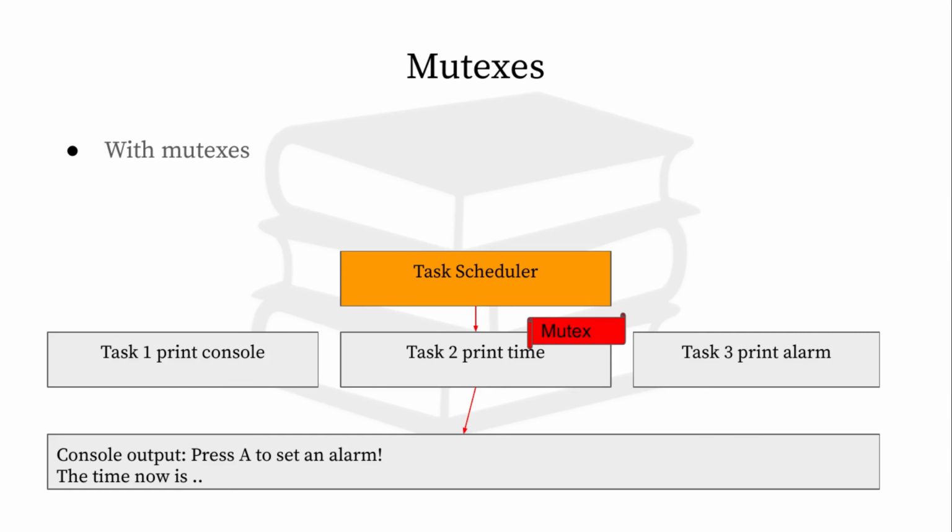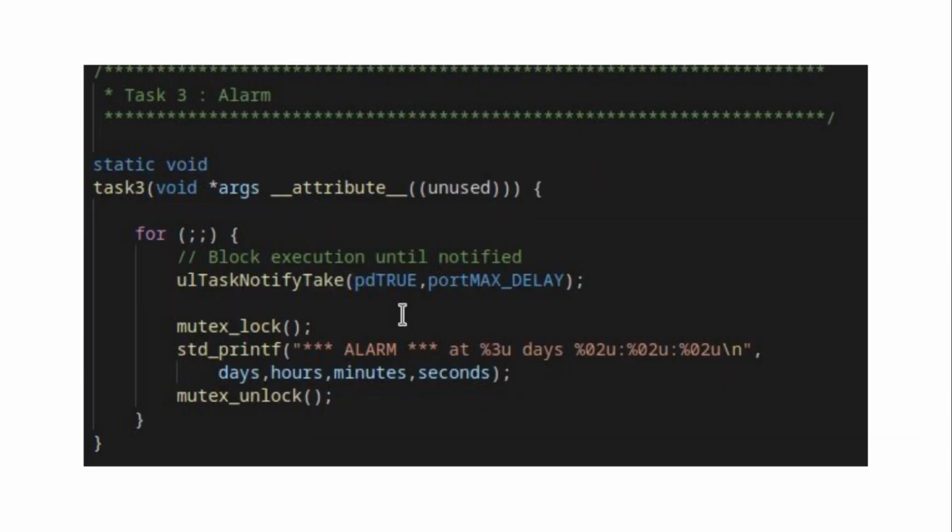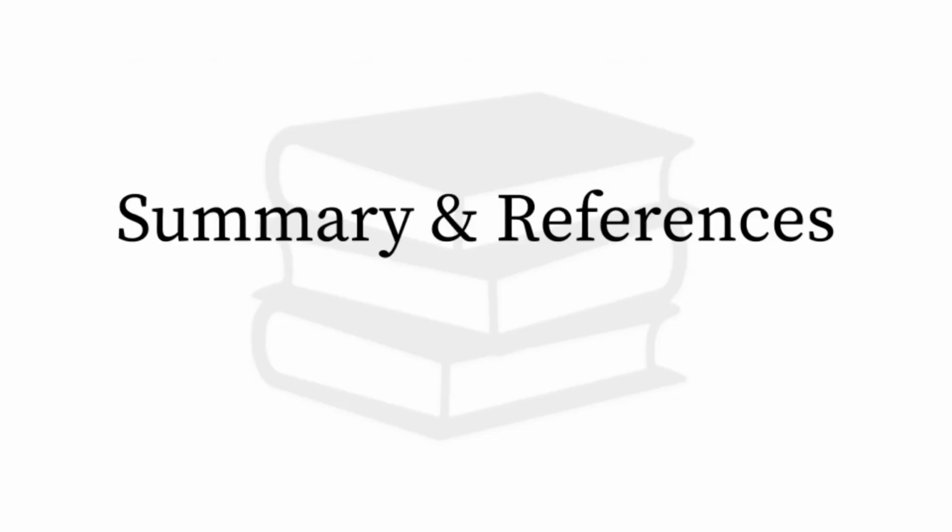This is pretty much how it is implemented in the demos. Before every serial print, you can see the mutex lock function and the mutex unlock after the print, which is shown here in task 3 itself.